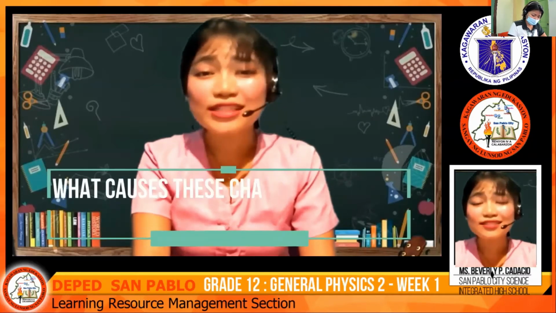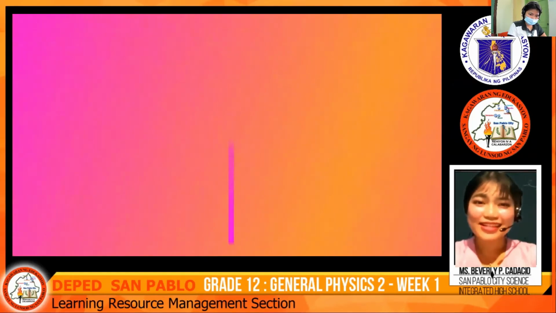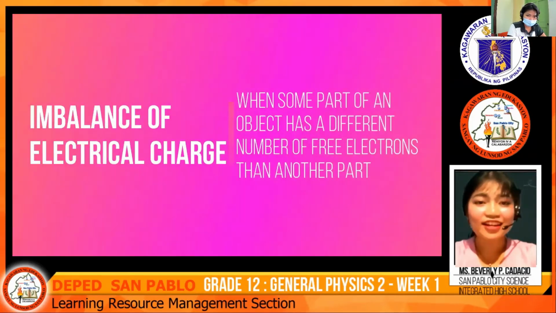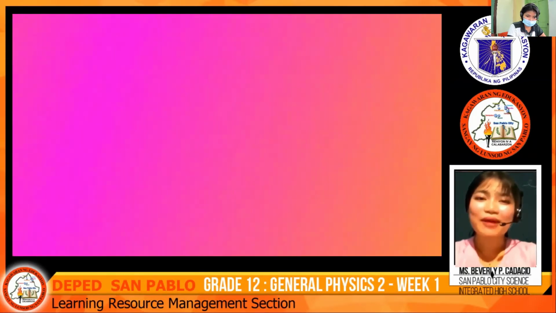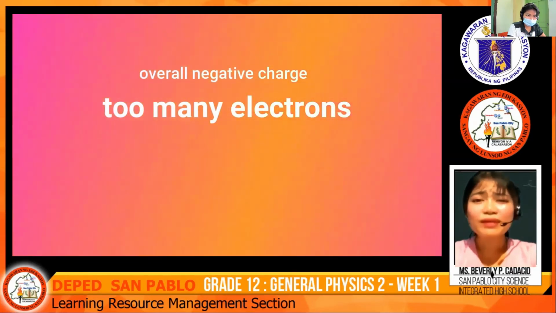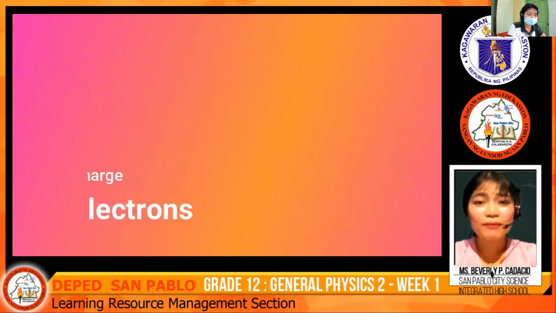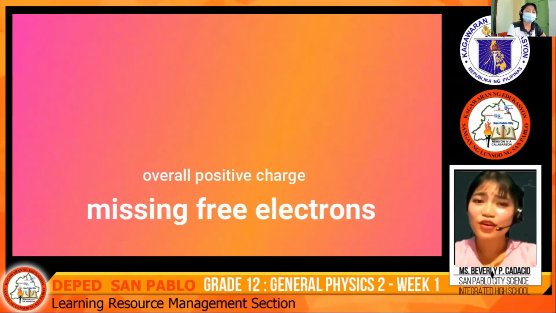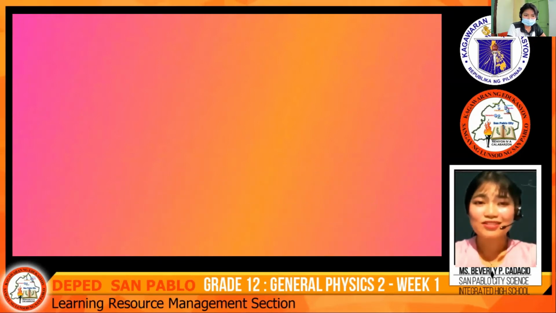But what causes these charged particles to move in the first place? The answer is an imbalance of electrical charge, when some part of an object has a different number of free electrons than another part. When we talk about an object having an overall negative charge, we mean that it has too many electrons. And when we talk about an object having an overall positive charge, we mean it's missing free electrons.